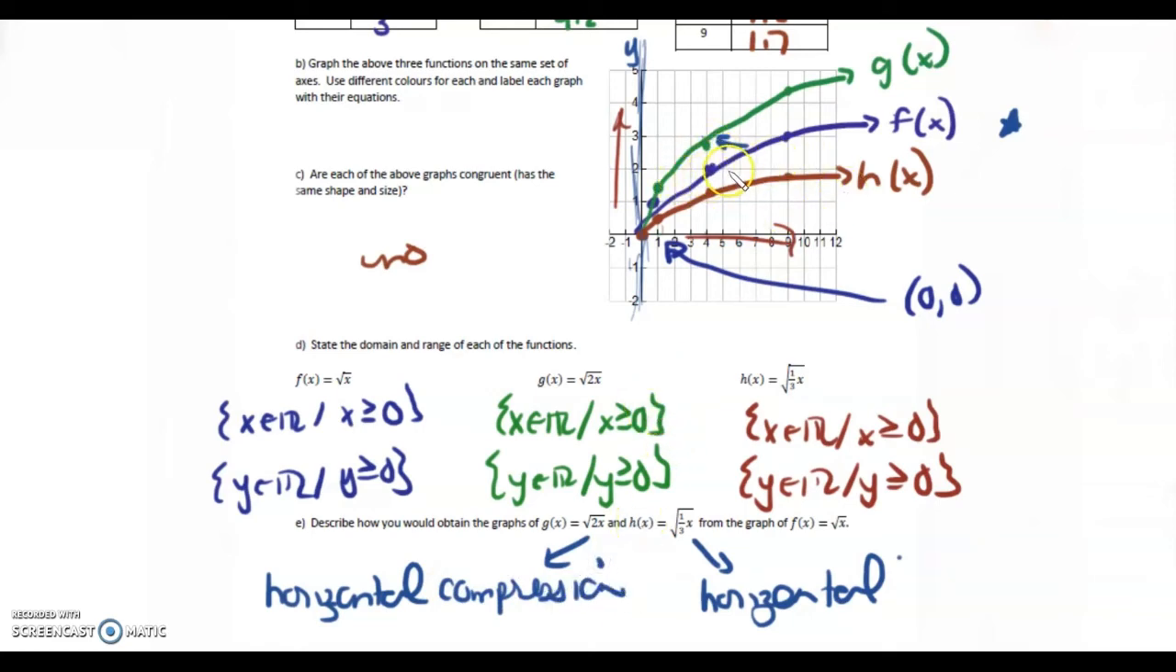Whereas if we're going from blue to red, red is getting away from that y-axis. So again, when we're talking horizontally, this is a horizontal stretch.